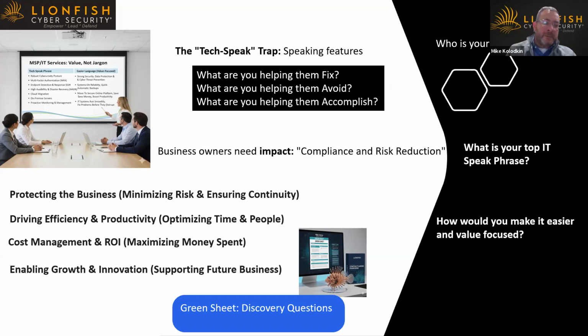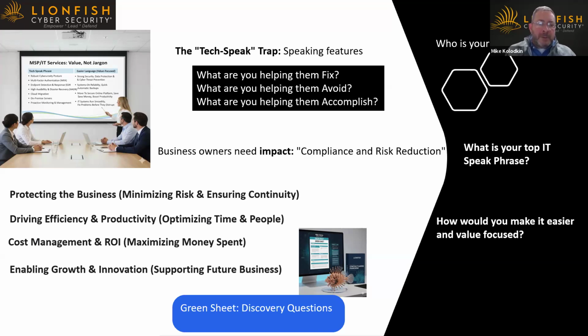And that leads me to these four areas that most business people like yourself think about instinctively, but maybe not have been deliberate in articulating it when you're talking tech speak. But are you protecting the business? Are you minimizing the risk and ensuring continuity? Right? Keeping the lights on, keeping it able to go forward.